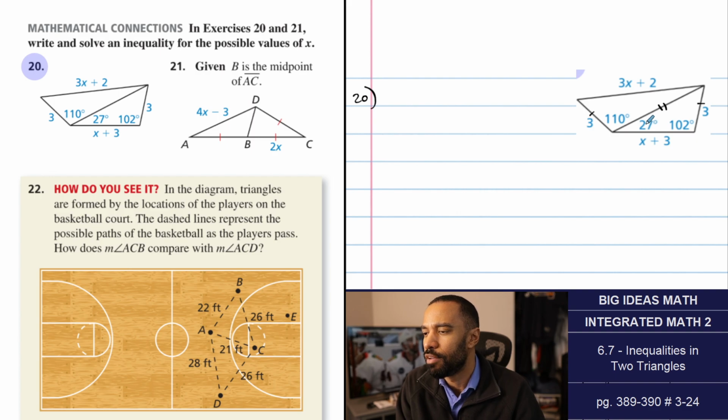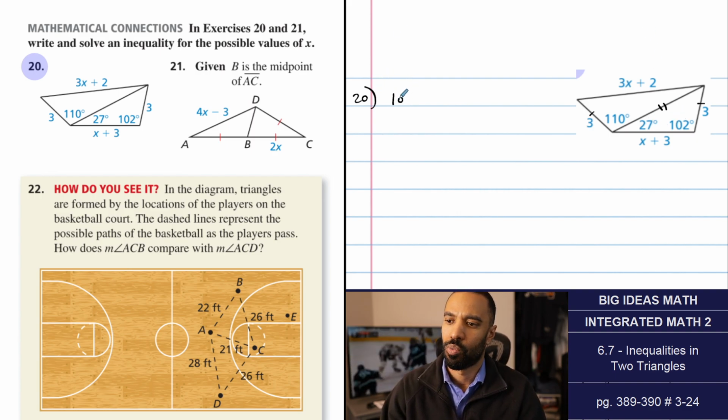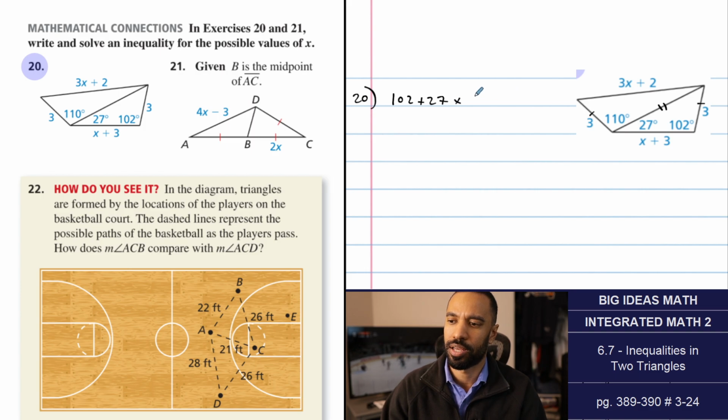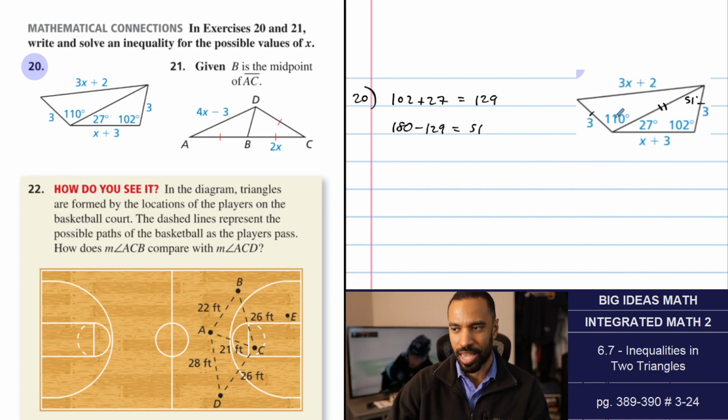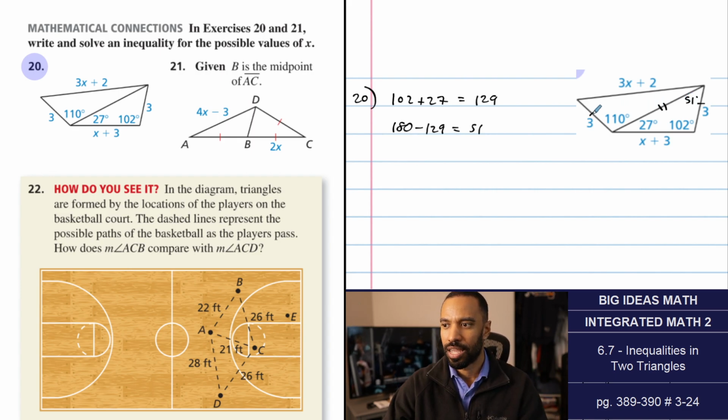Oh, 27, 102. Okay. If this is 27 and this is 102, 102 plus 27 equals 129, and 180 minus 129 equals 51. Okay, the important part about this is I need this 51 degree angle measure, because this needs to compare to the 110. The reason is because it's the included angle we have to compare. Here's a side that's congruent to this side, a side congruent to this side. It's the included angles that we have to talk about. Now, 110 is definitely bigger than 51. Therefore, 3x plus 2 is definitely bigger than x plus 3.